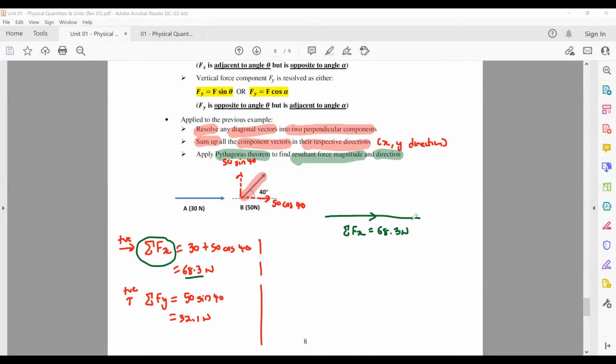This line here is actually this line and this line combined together already, giving you this. And then when you look at sum of Fy being 32.1 Newton, it can be represented as a single line like this, where it's 32.1 Newton. Now, if you rearrange sum of Fx and sum of Fy as vectors that are drawn from head to tail, it will look like this.